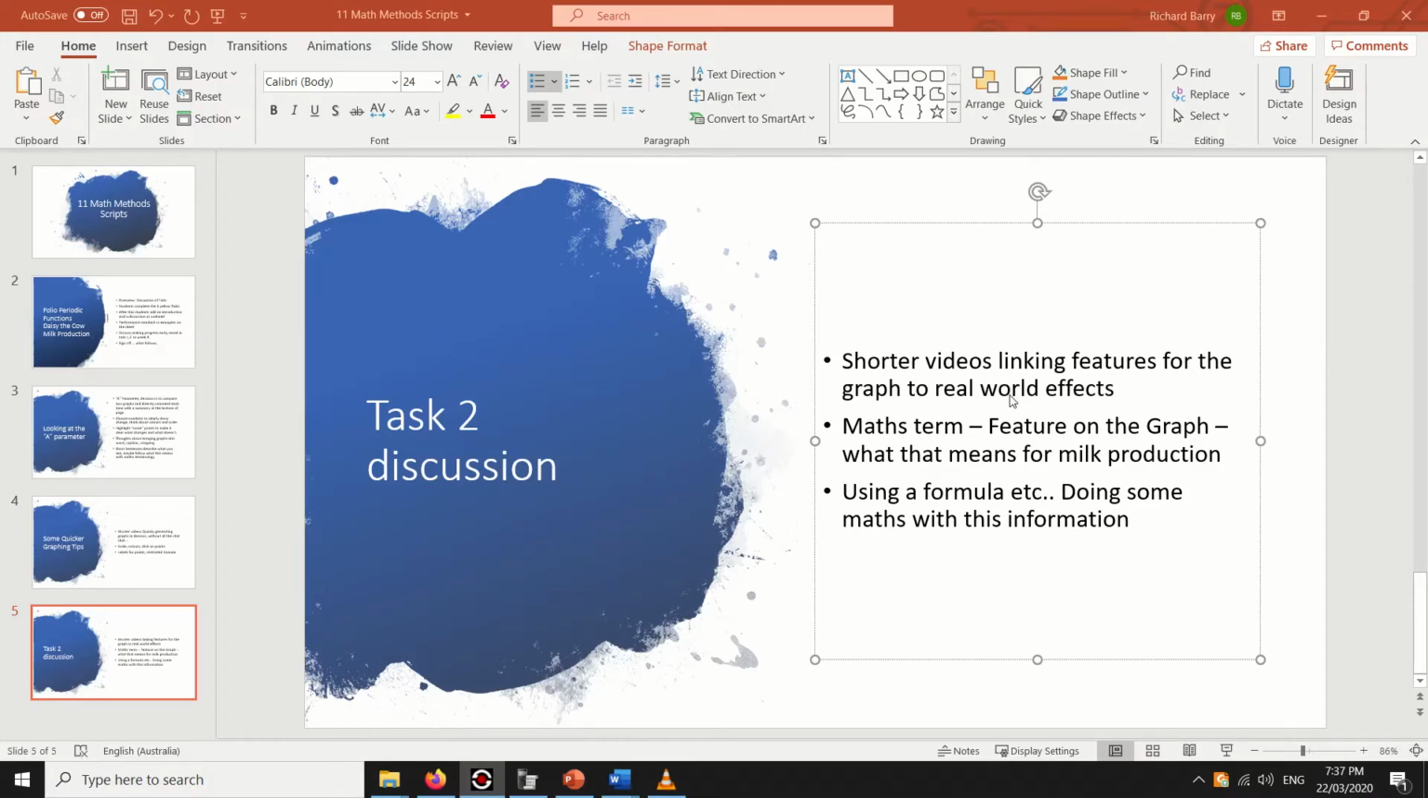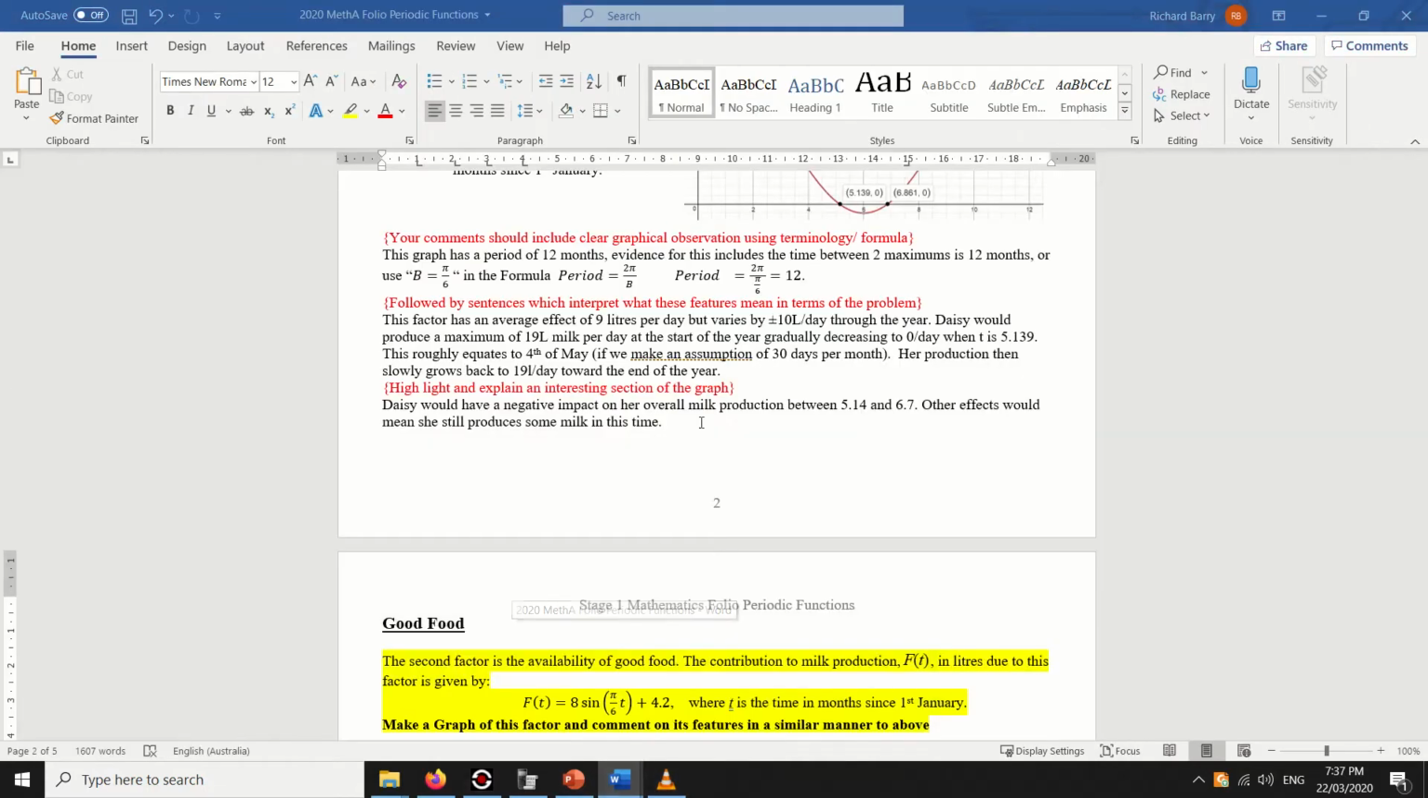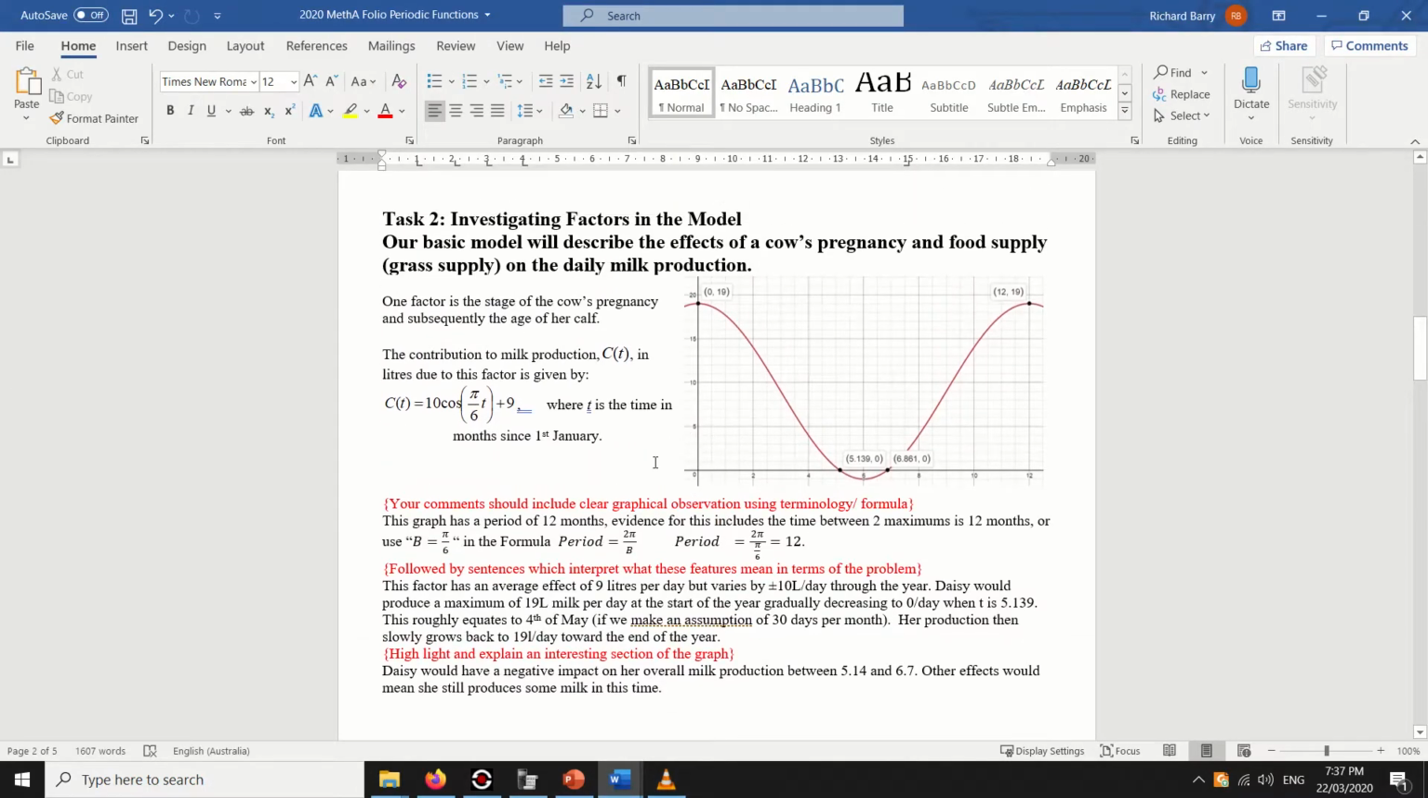So we're going to try and explain how we link features from a graph to some real world effects. First of all, here's my example that I generated before, so I'm quickly going to go into Desmos and see if we can make something like that. Let me just look at that equation.